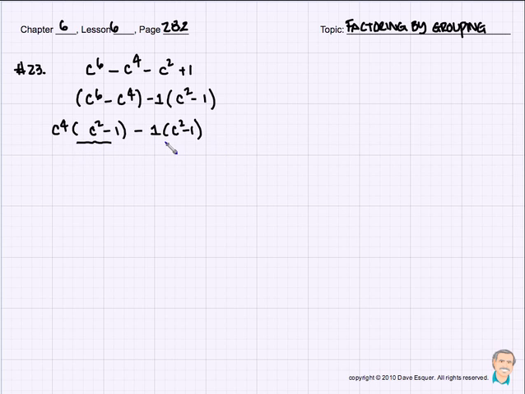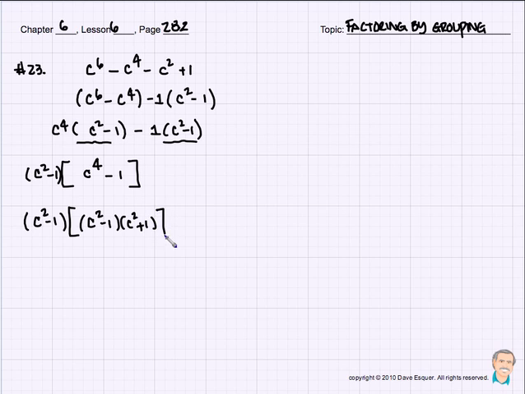How convenient. We can take out the c squared minus 1 and stick it on the outside as a factor. C squared minus 1. That leaves me with a c to the 4th minus 1. But we remember c to the 4th minus 1 is the difference of 2 squares. So let me just finish this parentheses around here. So we have c squared minus 1. And we know that this is the difference of 2 squares. C squared minus 1 times c squared plus 1. We remember that. The difference of 2 squares.